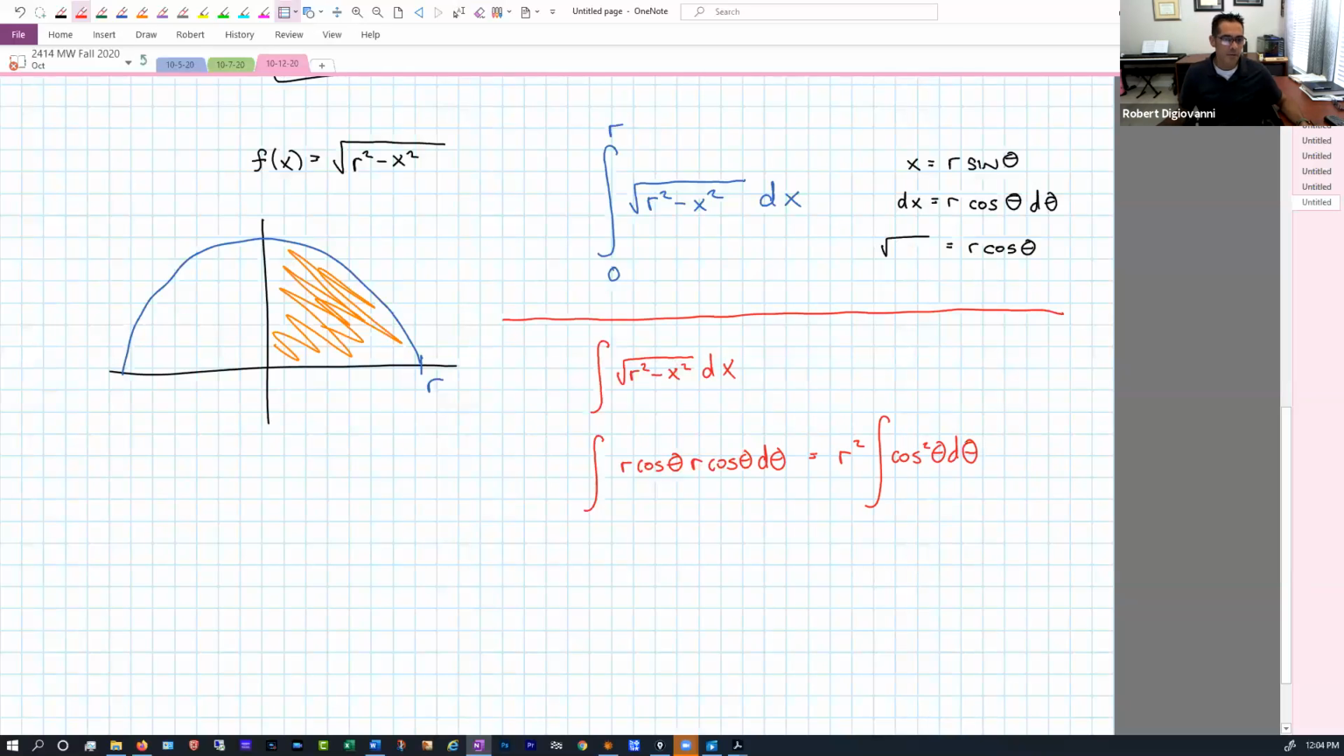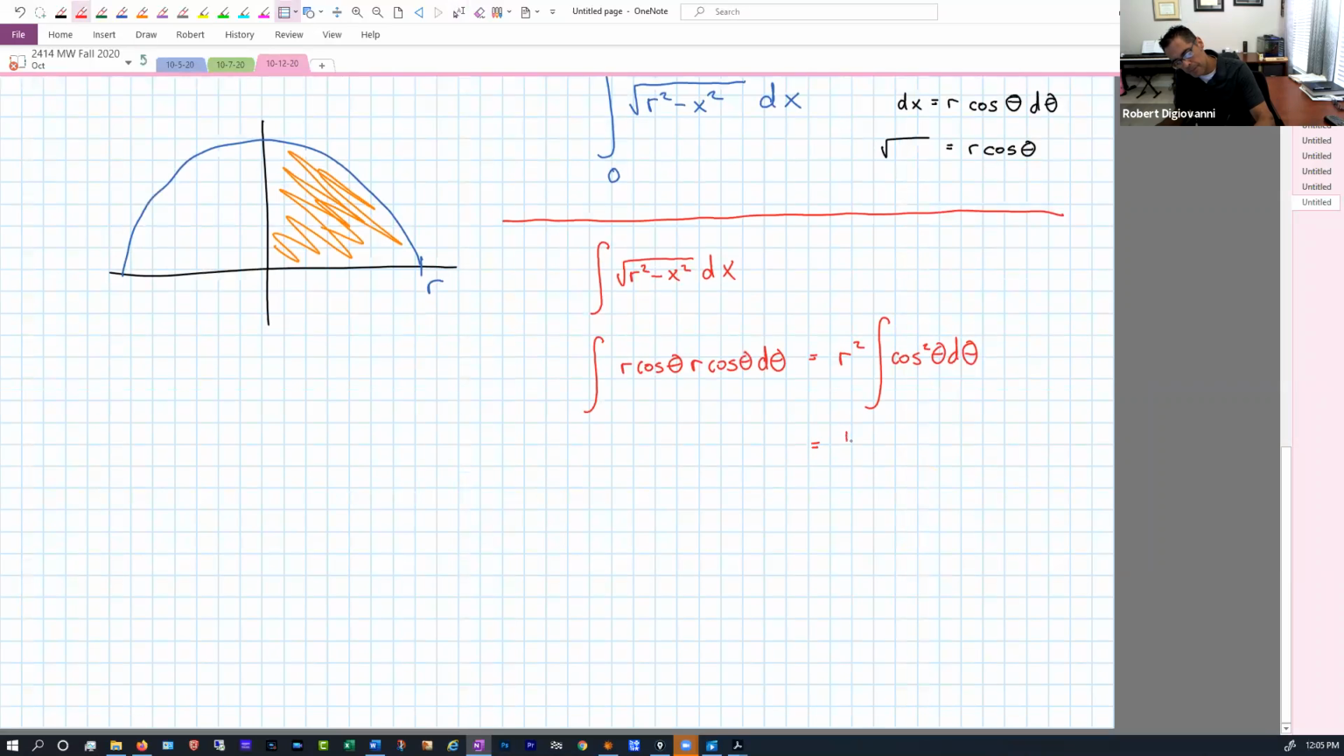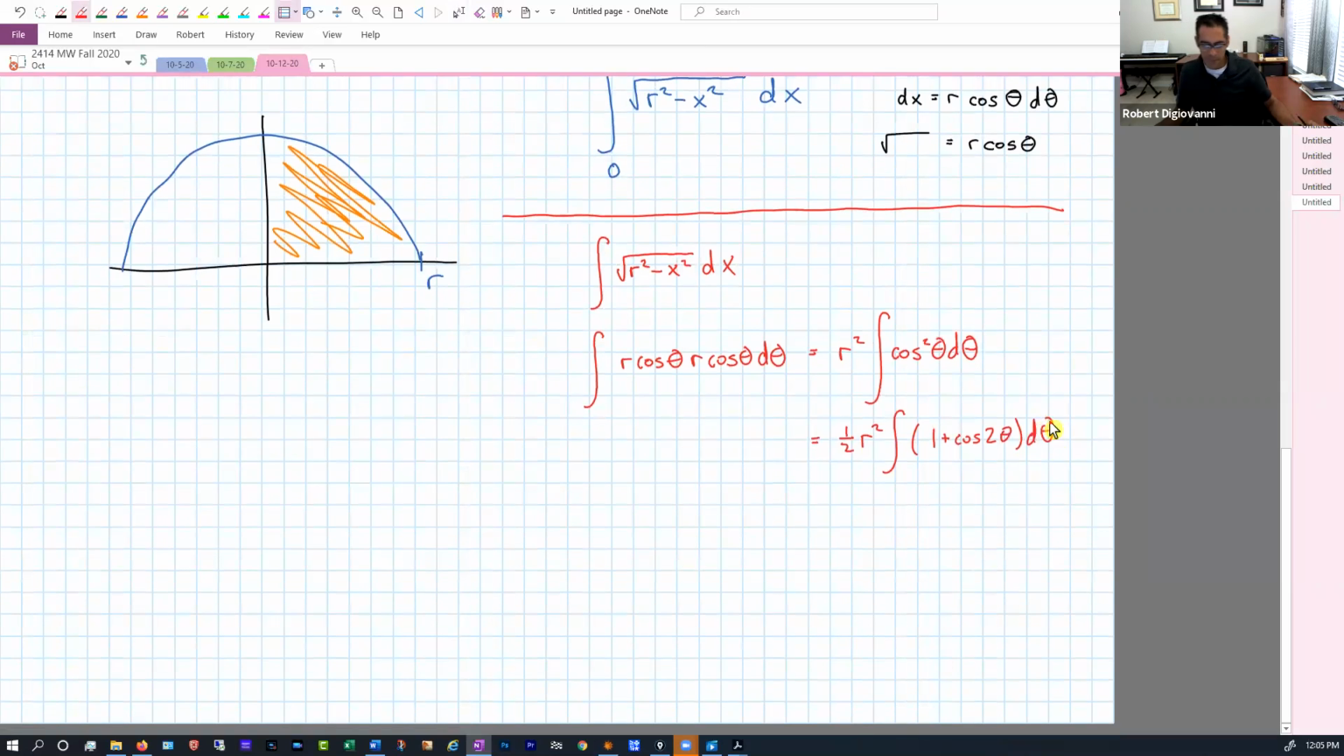And we've been here, right? We've crossed this bridge before. Cosine squared, we've got to power reduce that, so a half is going to come out. Integral, and then we use that power reducing formula, 1 plus cosine 2 theta, d theta. Then this will become 1/2 r squared. It's time for antiderivatives now. So the antiderivative of 1 is theta. The antiderivative of cosine 2 theta is 1/2 sine 2 theta.